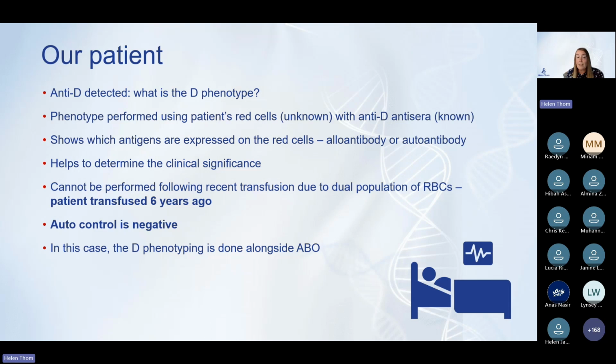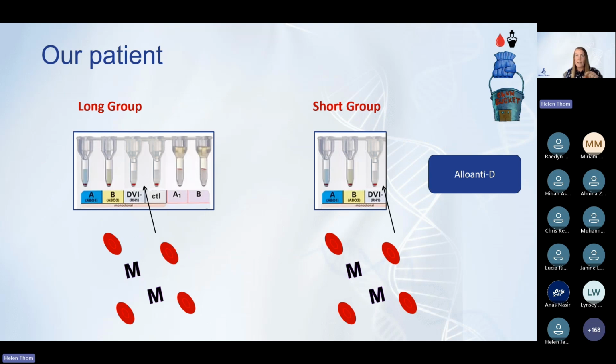The autocontrol's negative, even though this isn't IgG anti-sera, it's just worth bearing it in mind. And in this case, we can actually use the ABO and D phenotyping for this patient, so you don't have to go and do a separate one. Sort of, here's one we did earlier, because you've done it as part of your blood group. So you can see here the patient's D negative. So this means that the patient's red cells have not bound, there's no agglutination with the anti-sera, and it's negative because the antigen isn't there. So that it's an alloanti-D. So this is how we've realised that it's an antibody against non-self.